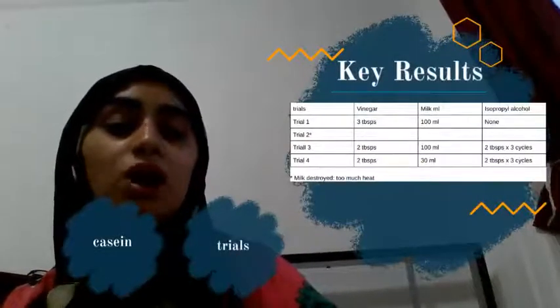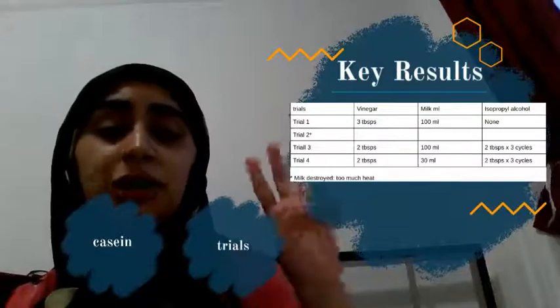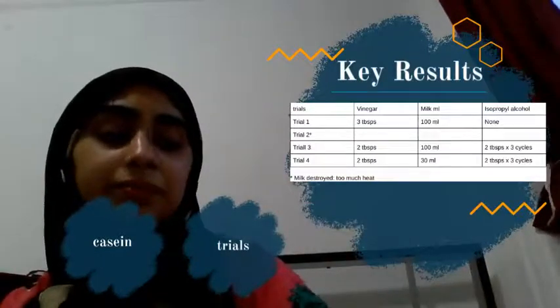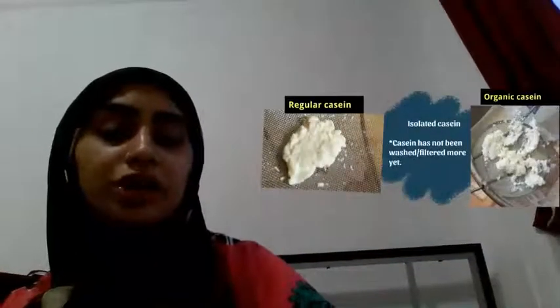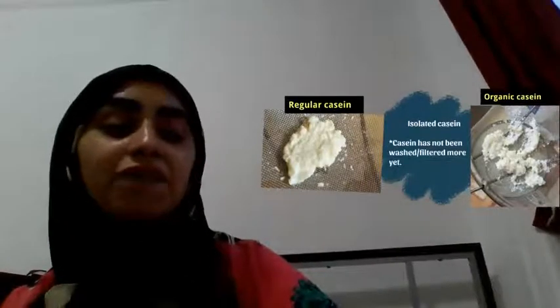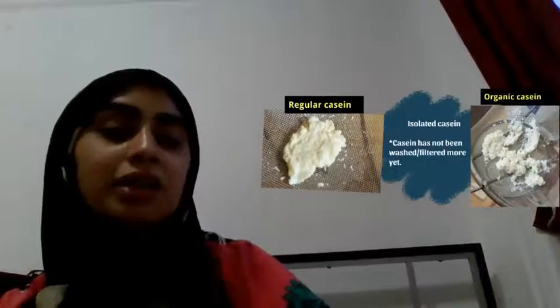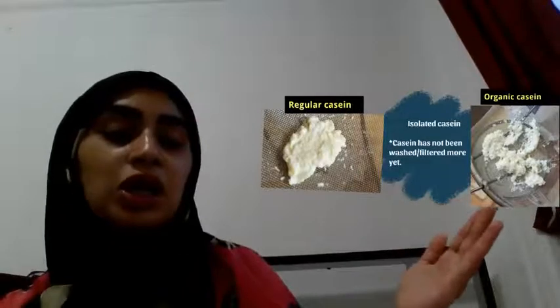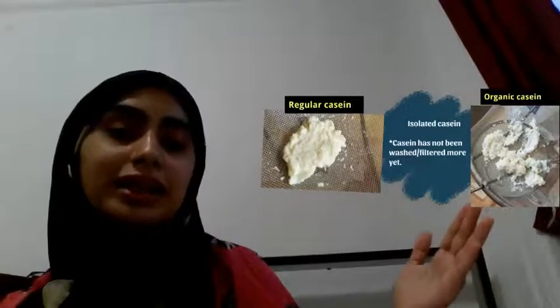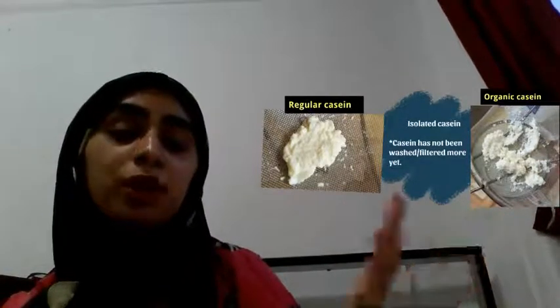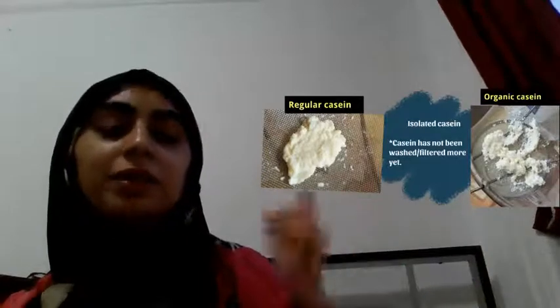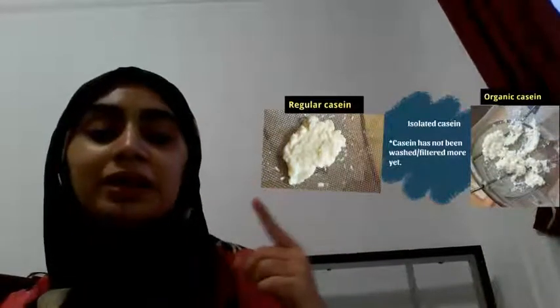This table represents all of my 4 trials which I did for the 2 kinds of samples. Over here, you can see my trial 4 and final unwashed casein. We can note that the organic one looks much softer and easier to break apart or pull apart than the conventional one. Please keep this point in mind, we will come back to it later.